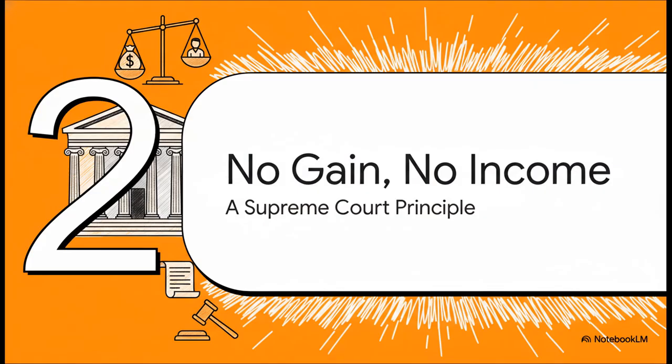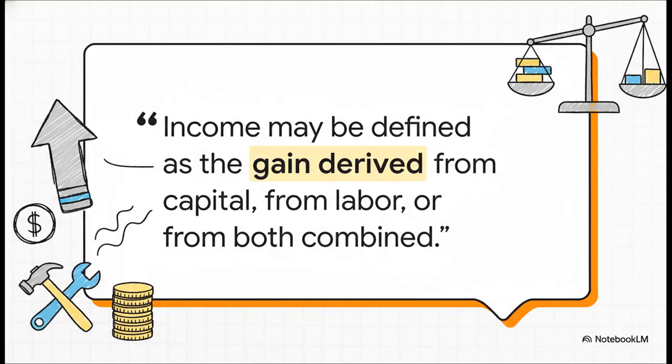Okay, so now let's build on that. Let's see how this idea of basis connects to a huge legal principle that is the absolute cornerstone of this entire argument. And we're not talking about some obscure tax code regulation here. This comes straight from the top, from the Supreme Court. And this quote just nails it. We're talking about a landmark case from way back in 1920, Eisner v. Macomber. The Supreme Court defined income, and look at the key word they used: gain.